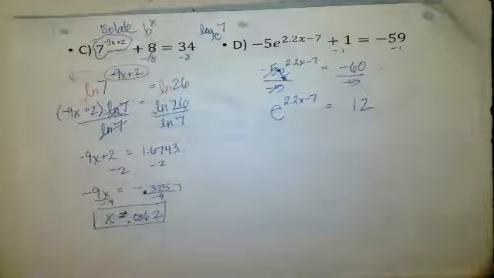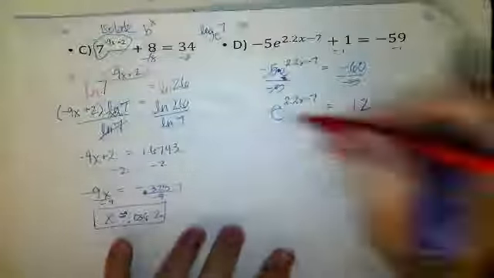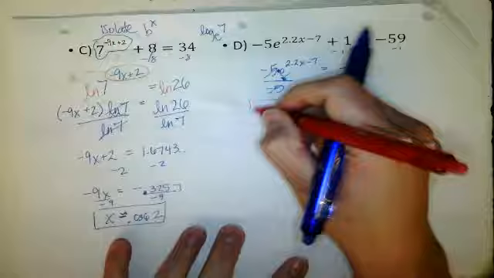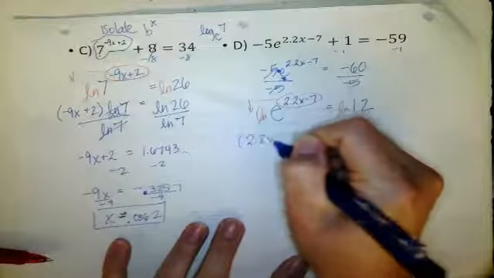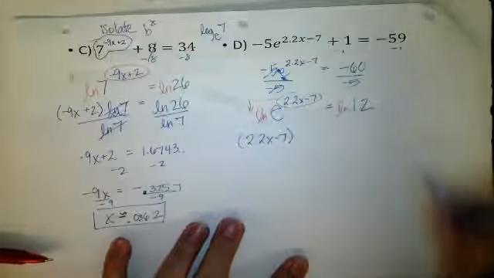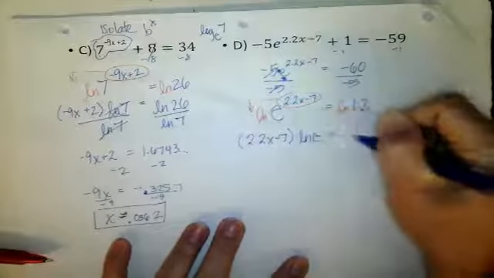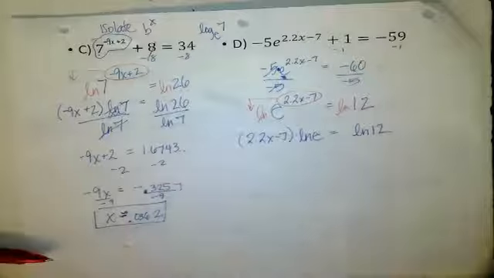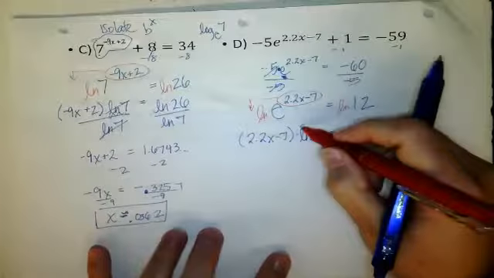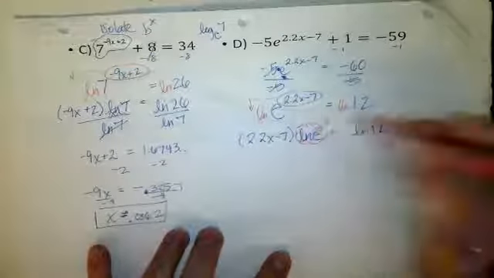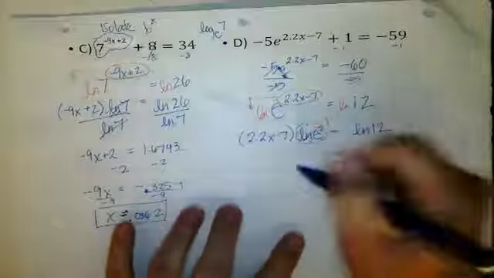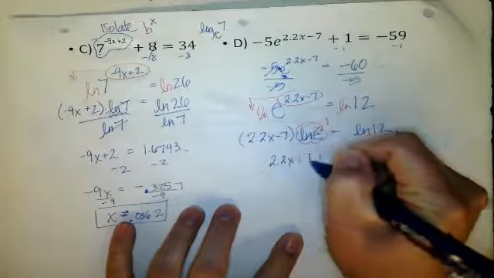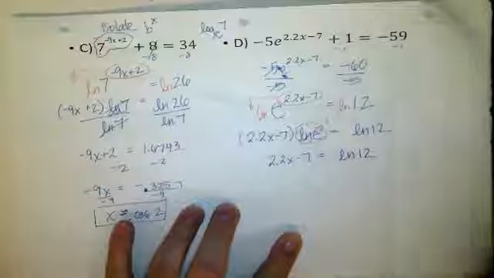All right, what should I do now? Natural log. All right, so that gives me 2.2x minus 7, the entire exponent, times the natural log of e equals the natural log of 12. What is the natural log of e? 1. That's kind of nice. Okay, so natural log of e is the same as 1. Remember, it's e to the first equals e. And so I'm just left with 2.2x minus 7 equals the natural log of 12.